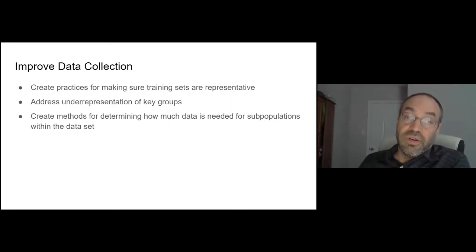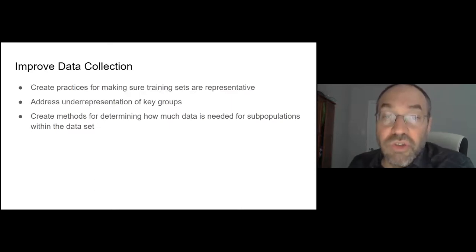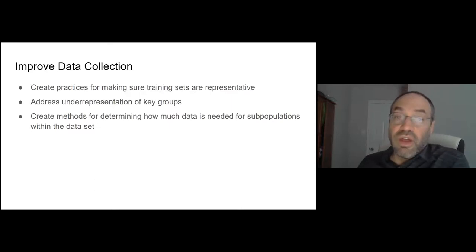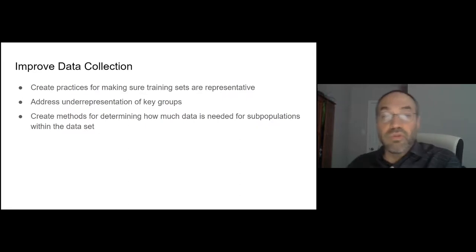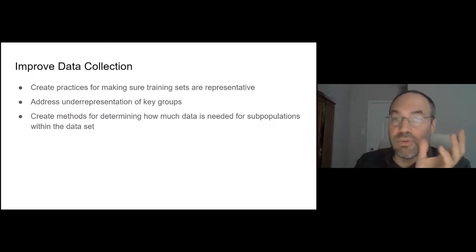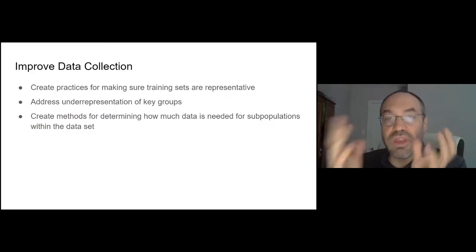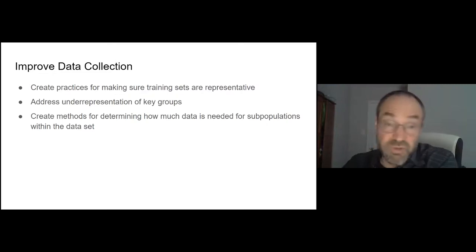Improving data collection. Create practices for making sure that training sets are representative. Let's formalize this. Make sure that we're representing key groups. And that in part comes from what samples you choose. It's really easy to pick the convenient sample of learners that are a mile from your university. To the extent that we can get much more representative samples, from a little more work, it's really valuable.